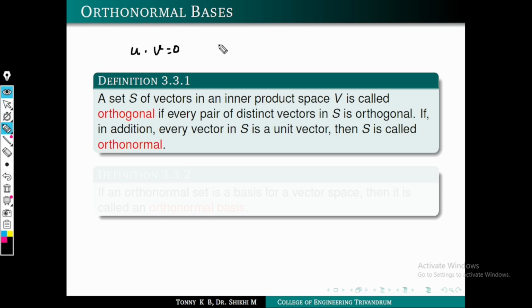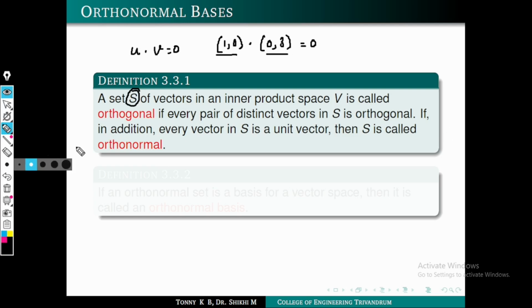In R2, for example, let us take the vectors (1, 0) and (0, 3). The first vector U lies on the x-axis and the second vector V lies on the y-axis, and these two vectors are actually perpendicular. When you take the dot product, 1 into 0 plus 0 into 3, it gives 0. So we say that these two vectors are orthogonal. And if you have a set S, and if every pair of vectors in S is orthogonal, then we say that this set S is an orthogonal set of vectors.